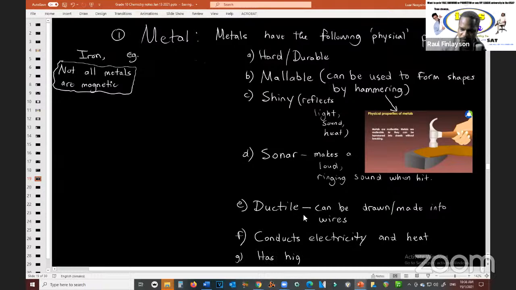High melting point. So all right. This means that it needs a lot of heat, a large amount of heat, to melt it.